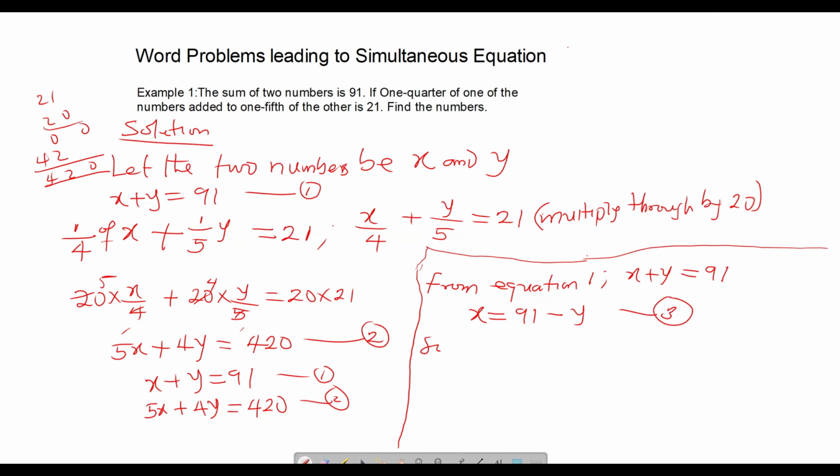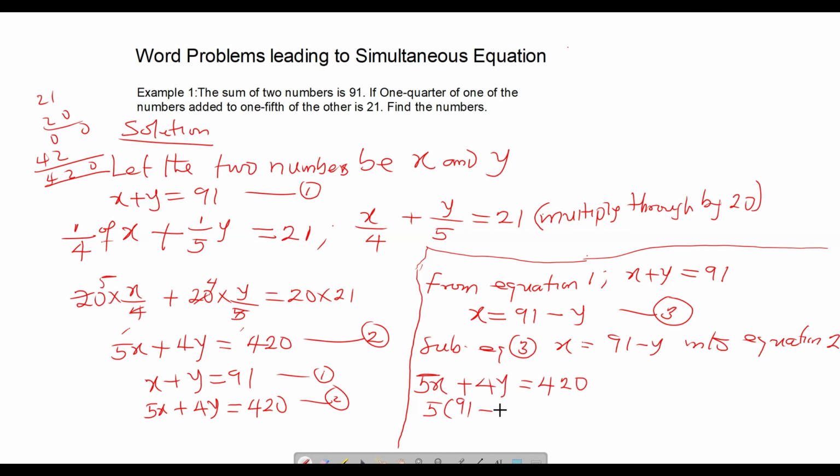I can now substitute equation 3, which is x equals 91 minus y, into equation 2. Please don't substitute back into equation 1, because we formed equation 3 from equation 1. So we substitute it into the second equation. That means anywhere I'm seeing x, I can put 91 minus y. So in equation 2, we have 5x plus 4y equals 420. If I substitute, that will be 5 in the bracket, my x is 91 minus y, plus 4y equals 420.